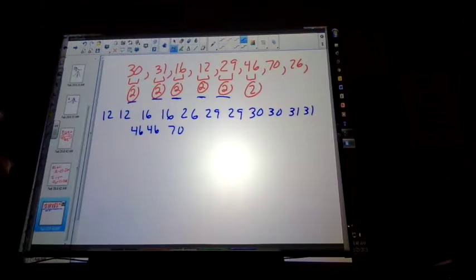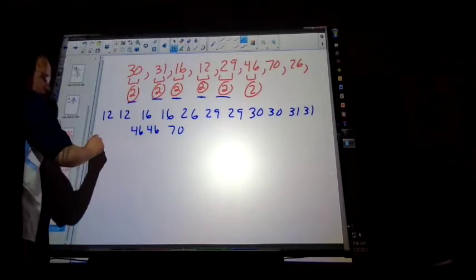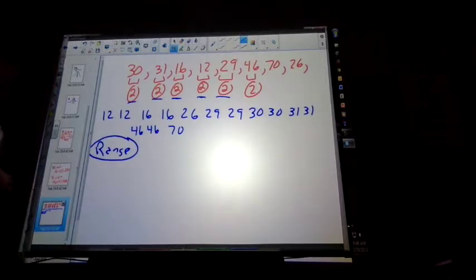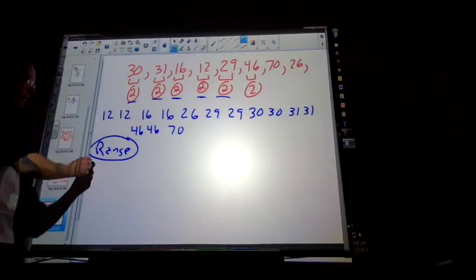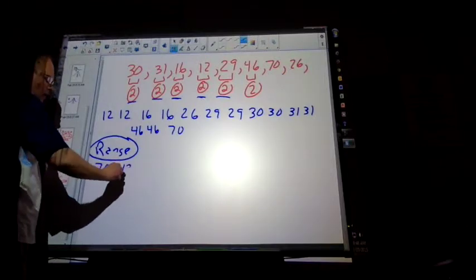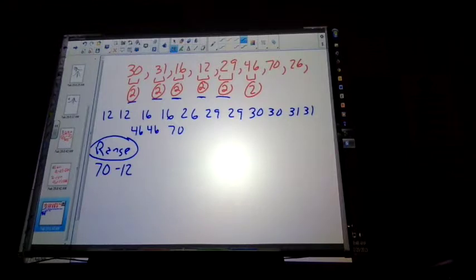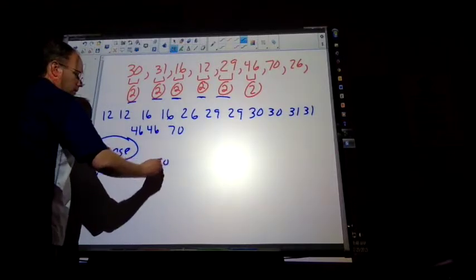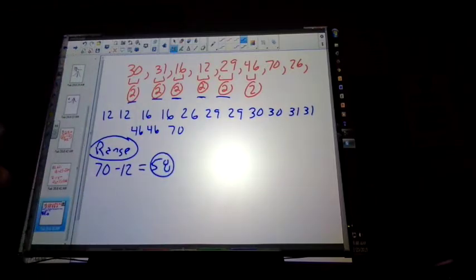Good. Okay. So there's some things that we're going to know how to find right now, real quick, without doing a whole lot more math. What is the range right now? 70 minus 12. Help me out. You got a calculator? Do 70 minus 12. It's like 58, right? Okay, that's okay for the range so far.